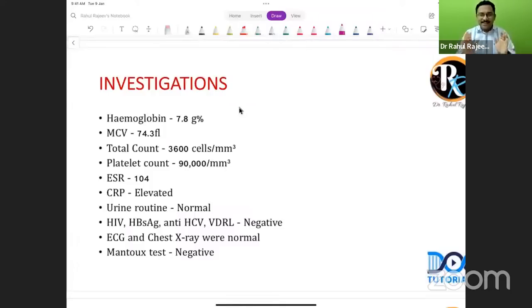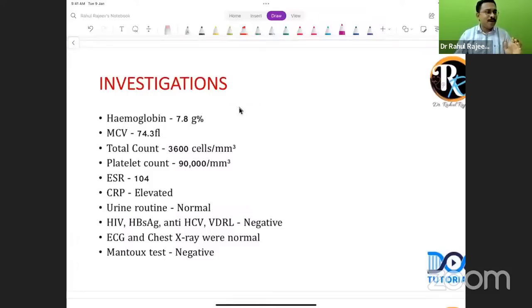The investigation slides are not over, but still based on this slide, do you have any comments? Based on this slide, do you have any comments? Any comments based on this slide?